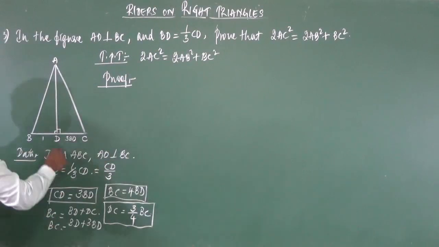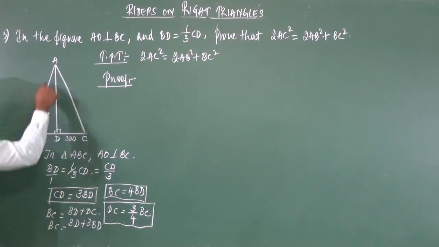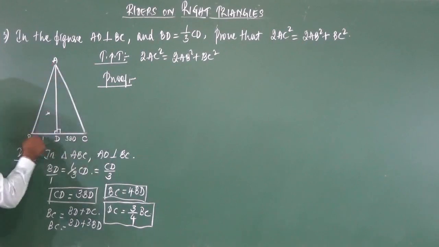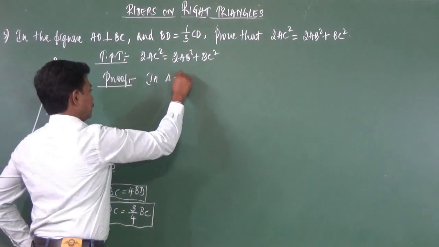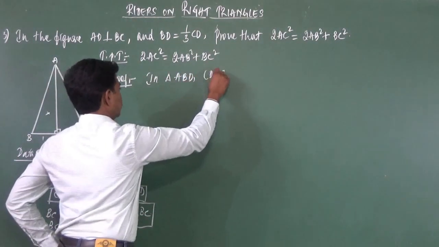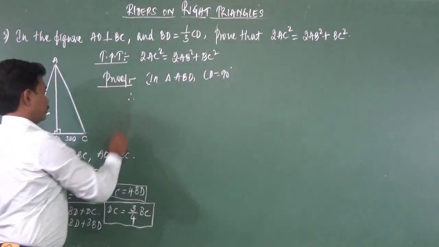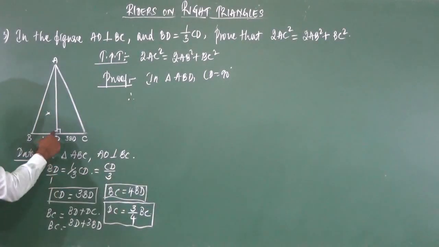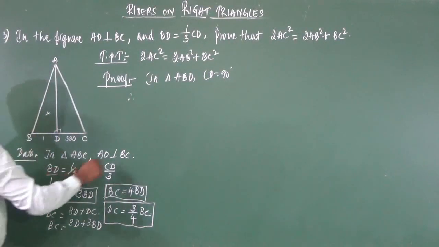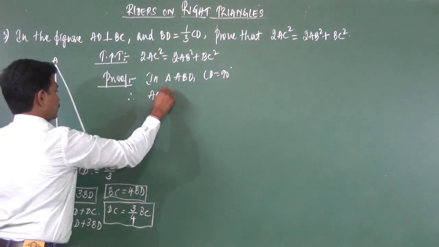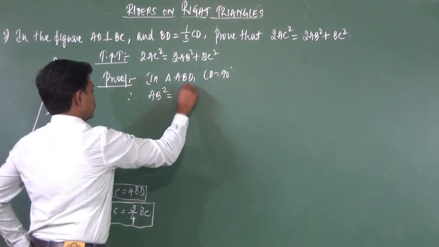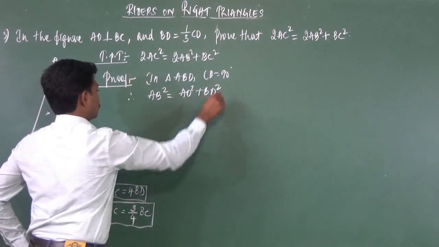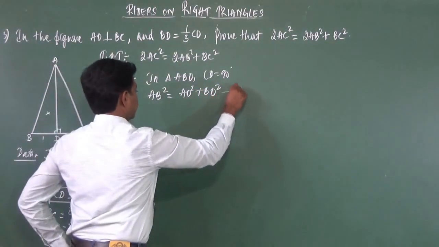So now take triangle ABD. In triangle ABD, angle ADB is equal to 90 degrees. So therefore, by applying the Pythagoras theorem, opposite to 90 degrees is AB square. So AB square is equal to AD square plus BD square. Take it as equation 1.